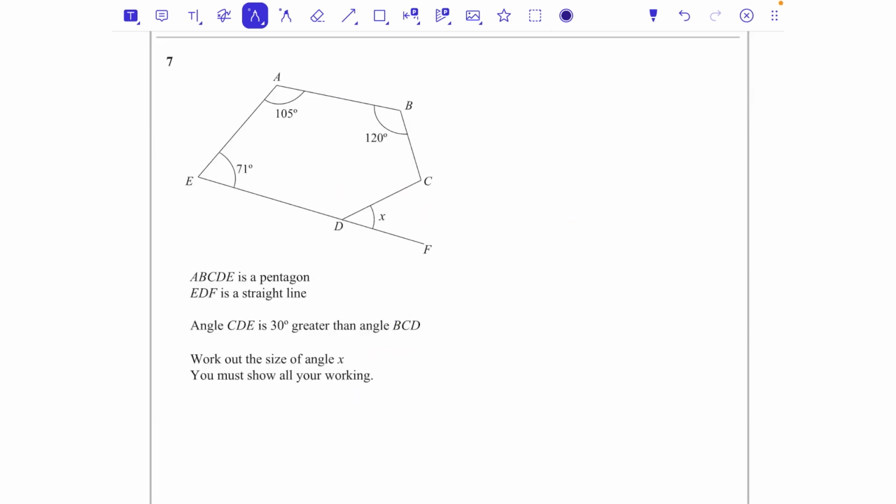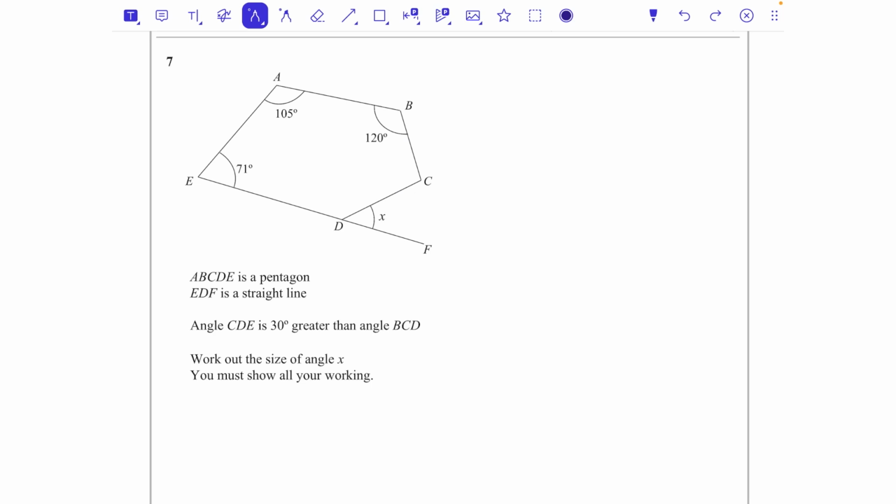Question number 7. ABCDE is a pentagon. EDF is a straight line. Angle CDE, so that's the angle that's made there, is 30 degrees greater than angle BCD, that's the angle that's made there. Work out the size of angle X. You must show all your working.